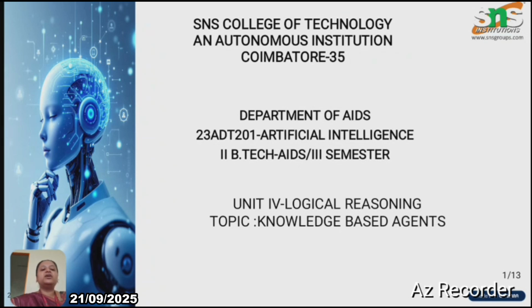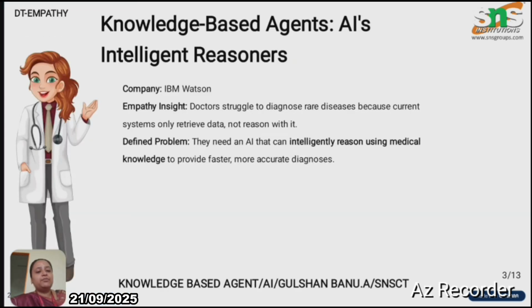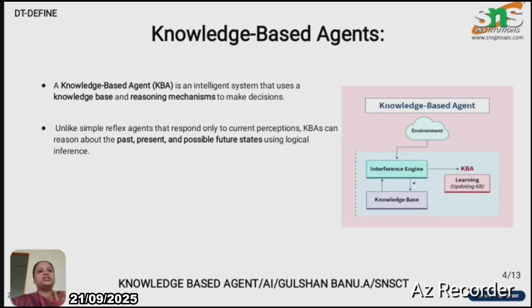So, we are continuing with the previous video, where we saw what a knowledge based agent is. We saw the basic concept, we recapped the previous things, and we saw why we are using this knowledge based agent in a simple case study. Now this knowledge based agent is nothing but a combination of both knowledge and reasoning, right?